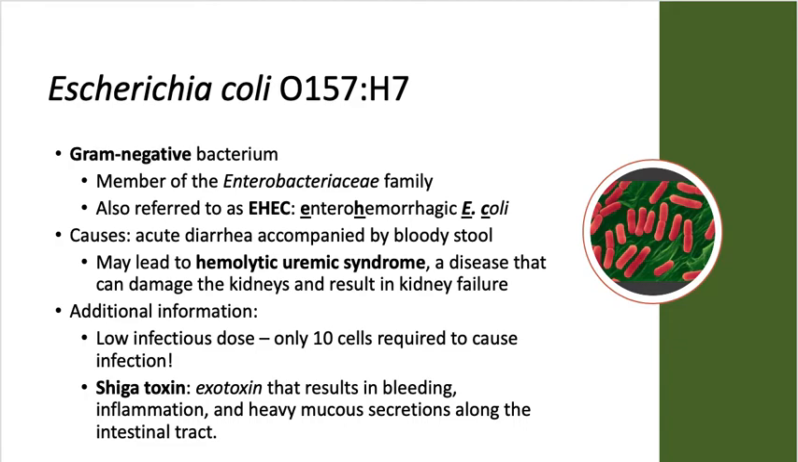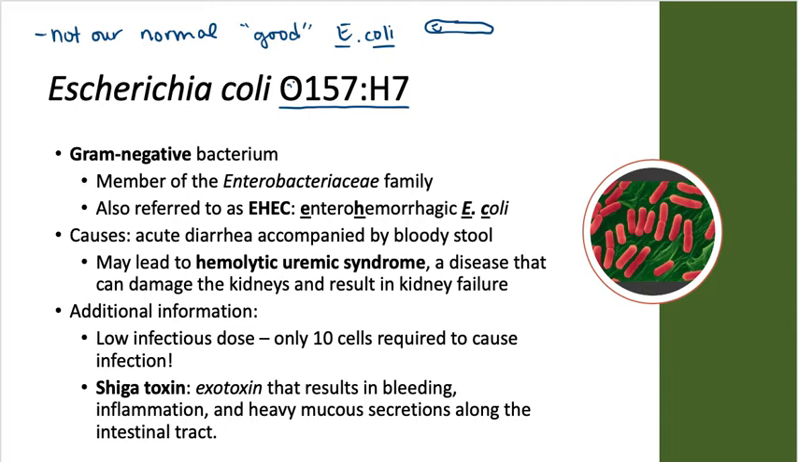All right, our third pathogen on the list is Escherichia coli or E. coli 0157H7. This isn't just regular E. coli, so this is not our normal good E. coli. E. coli is a normal part of our gastrointestinal tract, and this E. coli, so let's say here's our good E. coli. That's supposed to be a smiley face. And E. coli 0157H7 is bad E. coli.